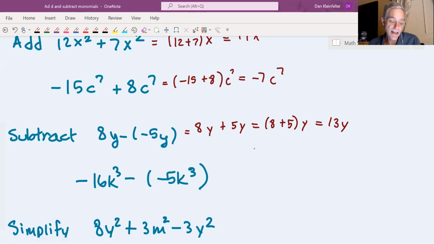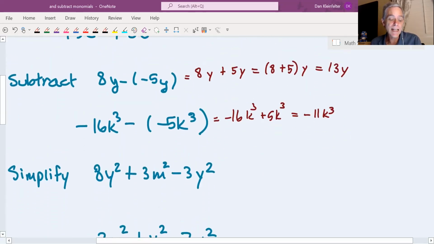Negative 16k cubed minus negative 5k cubed. That's the same as negative 16k cubed plus 5k cubed. Okay, here we're adding negative 16 of something plus 5 of something. Same thing. So that's negative 11k cubed.